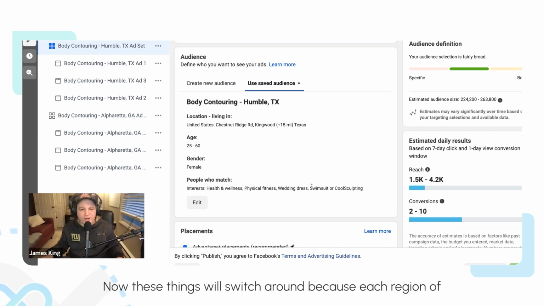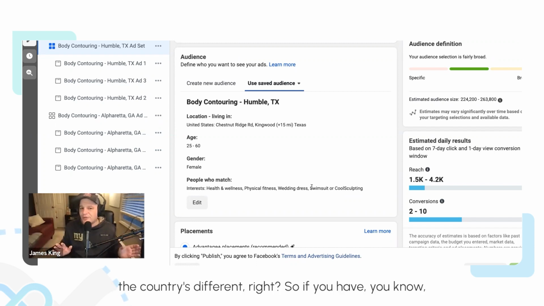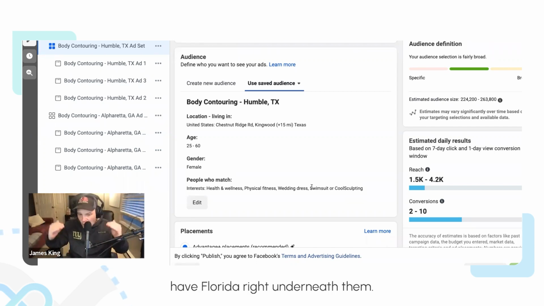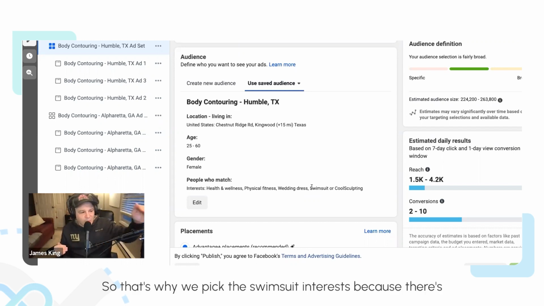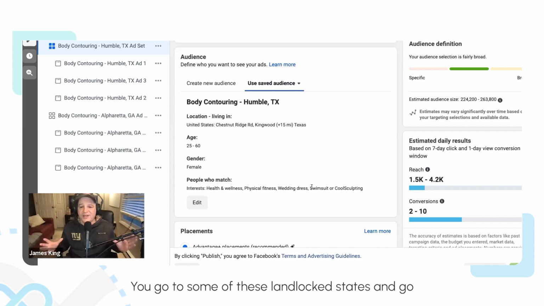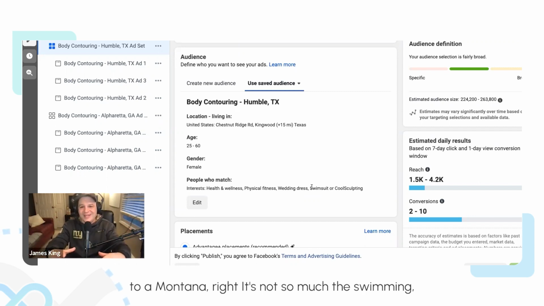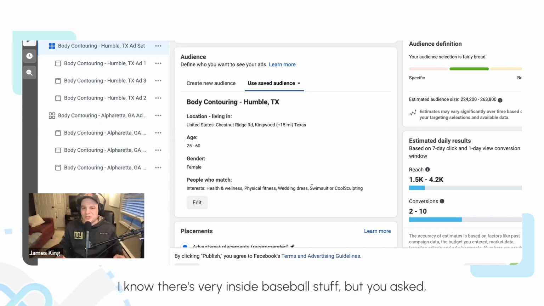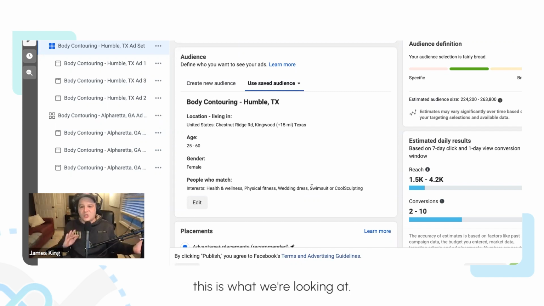Now, these things will switch around because each region of the country is different, right? So right now we are in Georgia, right? So you have Florida right underneath them. So that's why we pick the swimsuit interest, because there's access right there. You go to some of these landlocked states, you go to Montana, right? It's not so much the swimming, bathing suit people that are looking for body contouring. They're probably more of the physical fitness, health and wellness interest. I know this is very inside baseball stuff, but you asked, this is what we're looking at.